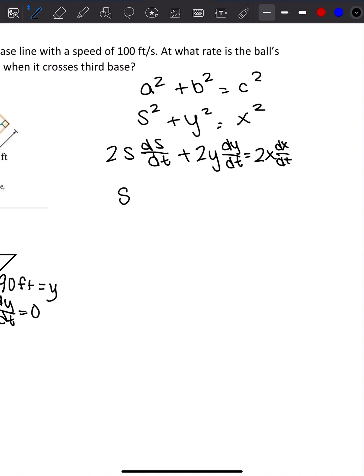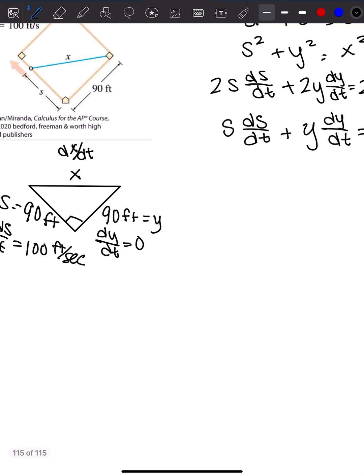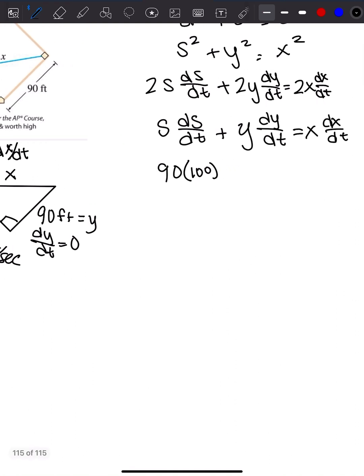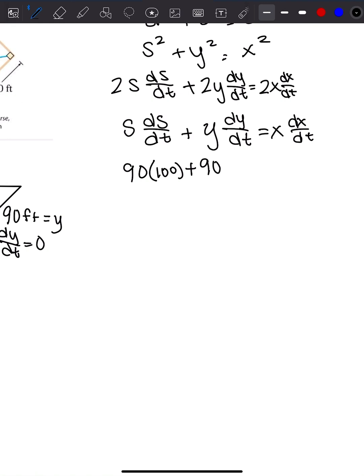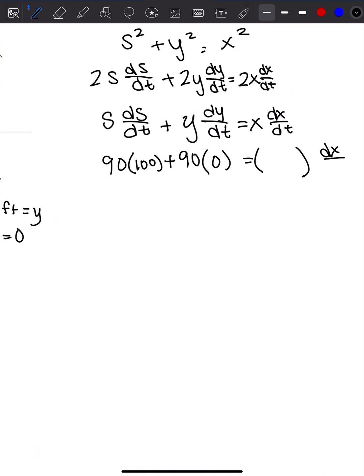Everything has a 2 in common, so I'm going to go ahead and divide by 2 to just have the side times the rate of change. Okay, we're going to plug in what we know so far. So s is 90, ds over dt is 100, y is also 90, dy over dt we know is 0, we don't know what x is, and we are solving for dx over dt. So we don't have one of the things that we need, which means we need to solve for it.